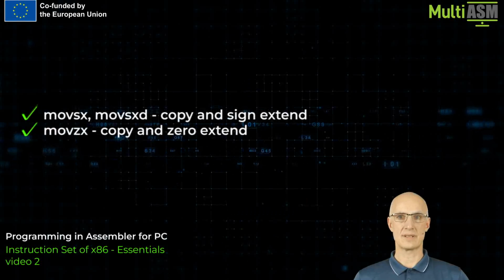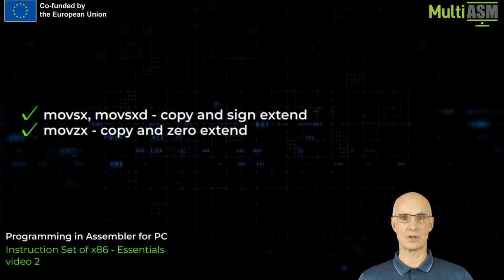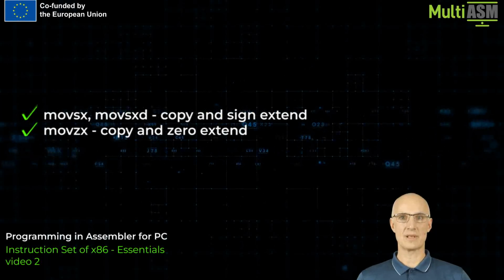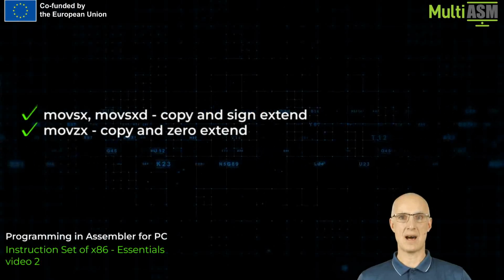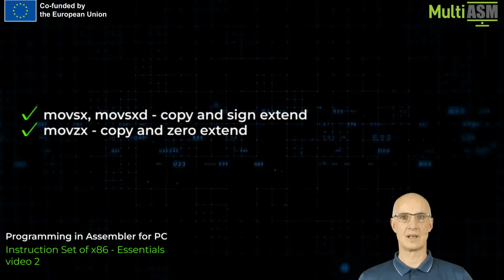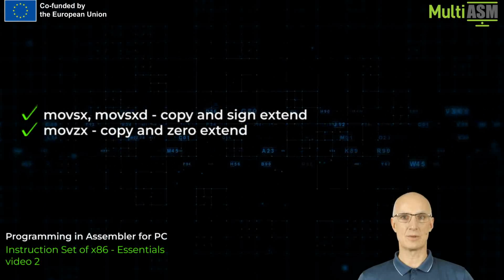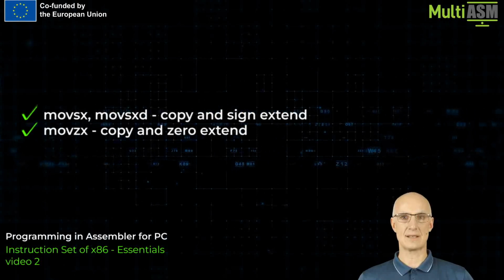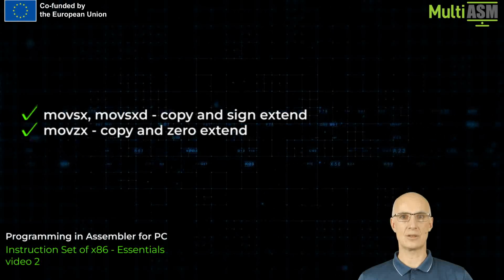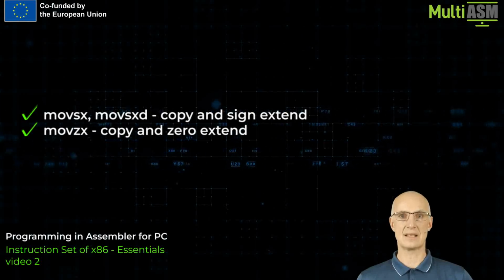MOVSX copies and sign extends a byte to a word or a word to a double word. MOVZX copies and zero extends a byte to a word or a word to a double word. MOVSXD copies and extends a double word to a quad word in x64 processors. Note that in these instructions, unlike the ordinary move, the source operand has a different size than the destination operand.